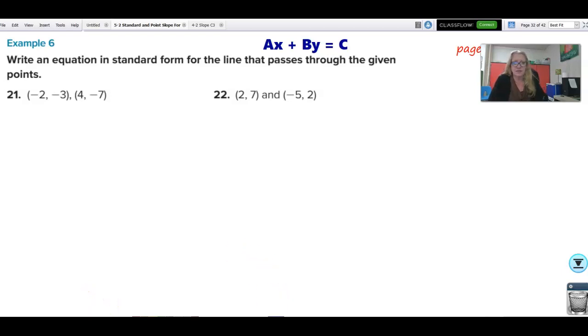Okay, it's good times. Alrighty, so here what we have is now they're no longer giving us the slope. Now we have to find our own slope. And more than that, we have to write an equation in slope-intercept form before we are able to put it in standard form. Well, you can also do it in point-slope form. You could do it in point-slope form.